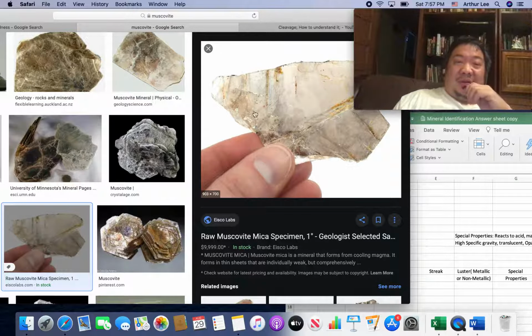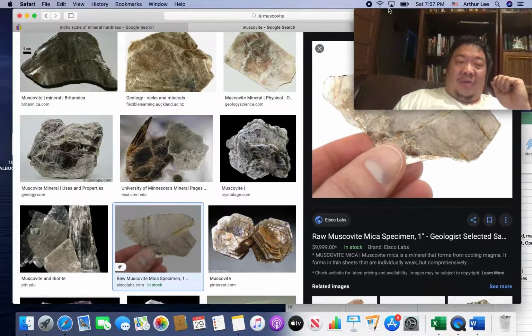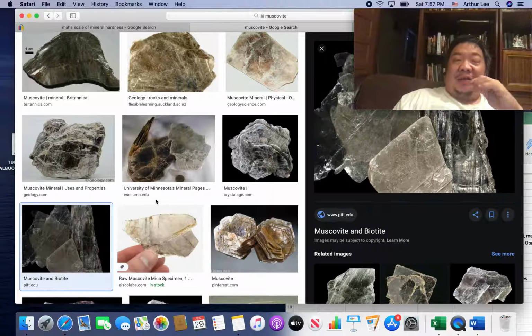Muscovite has one direction of cleavage. It's very weak. You could break it off into sheets. It will not scratch glass. Muscovite.